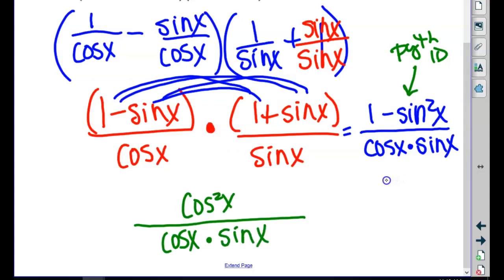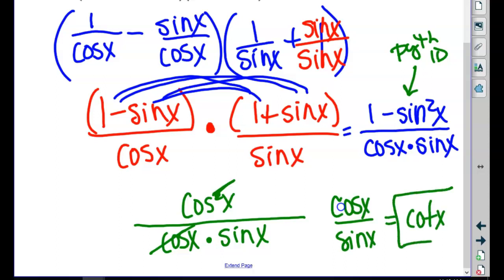So what will divide out? One of the cosines, then I'm left with a what? Just a single cosine over sine, which is a cotangent. We could have totally done that in a different order. We could have FOILed it together first. Lots of different ways to attack these.